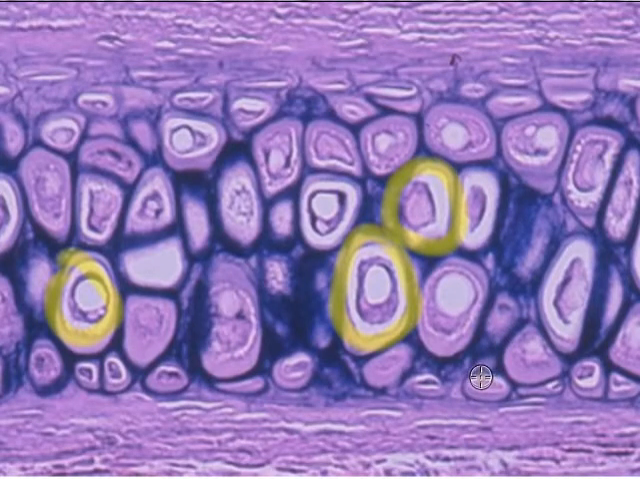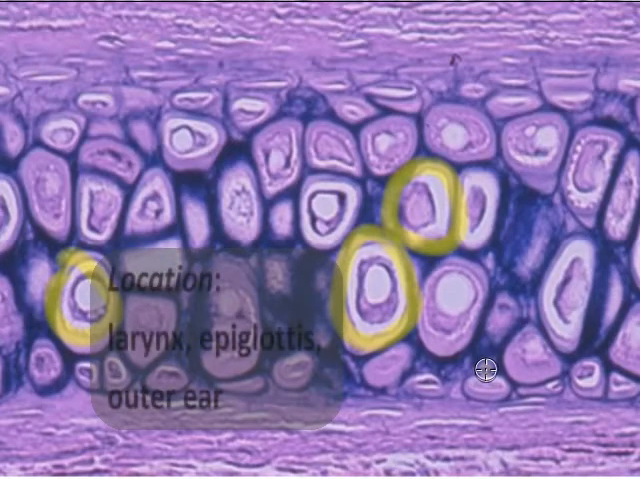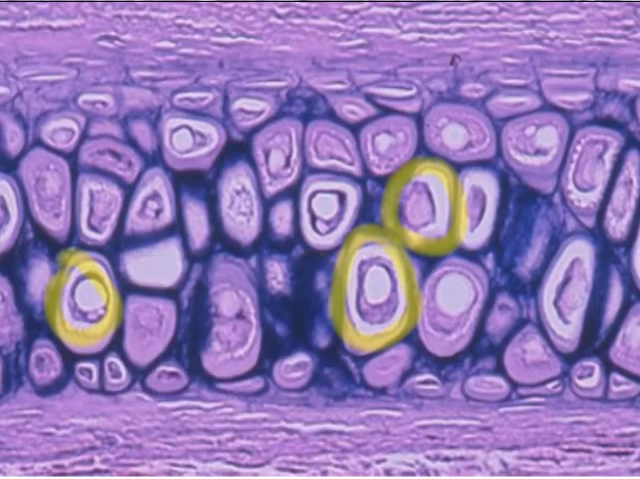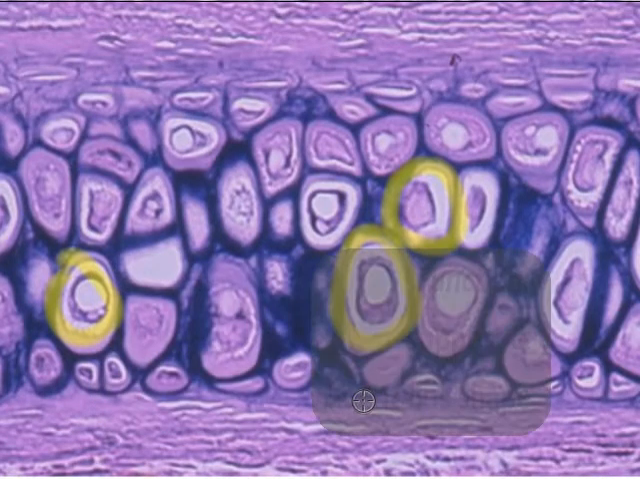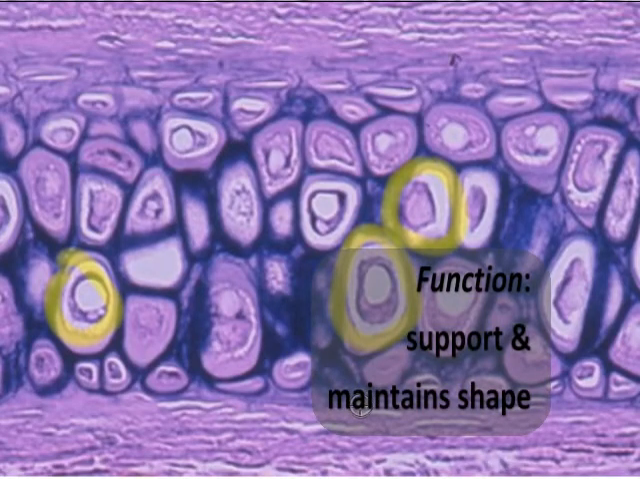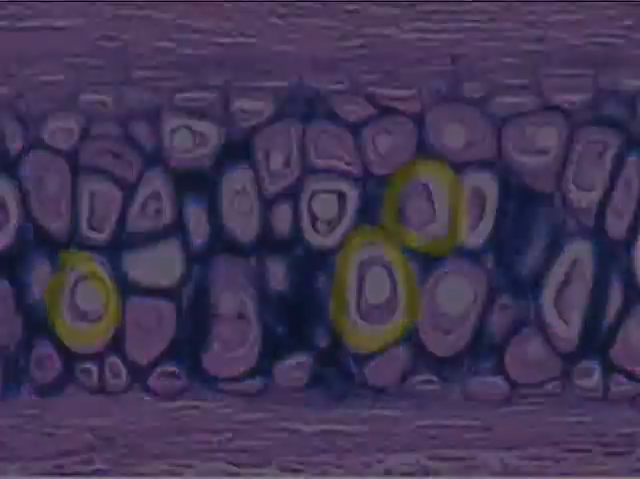This is found in the larynx, forming the epiglottis, covering the superior portion of the voice box, as well as the outer ear. It's very thin, provides support, and maintains the shape of structures.